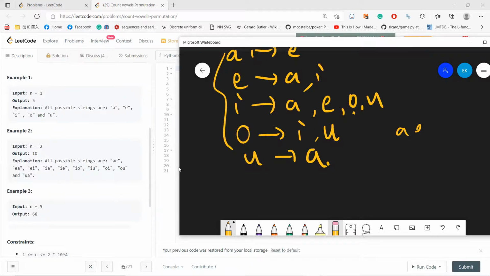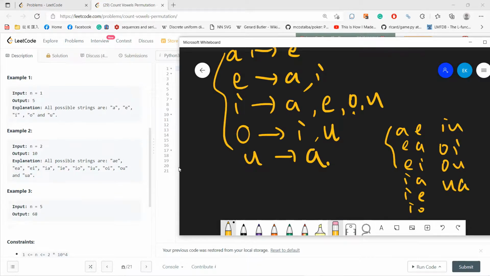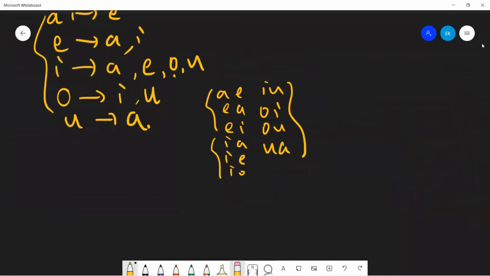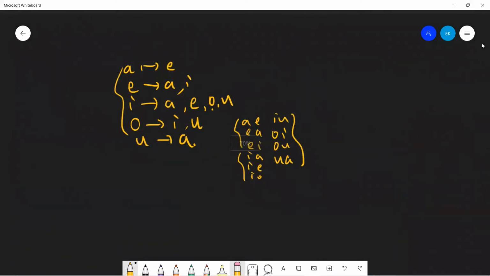A can only be followed by E. E can be followed by A, and E can also be followed by I. I can be followed by A, E, O, U, but not I. O can be followed by I and U. U can be followed by A. So how many of them are there? 10 of them. Hopefully you guys already see a trick. Let me just quickly solve it.